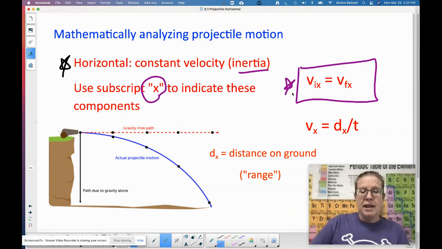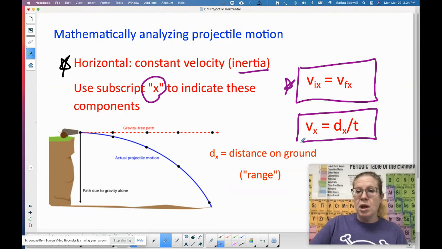So horizontally, there is no acceleration. Therefore, because there's no acceleration, we can actually use this equation. Velocity is distance divided by time. We can use that because there is no acceleration horizontally. Vertically, there is definitely acceleration, so you cannot use this vertically, but horizontally, this is the equation that you're going to end up using.